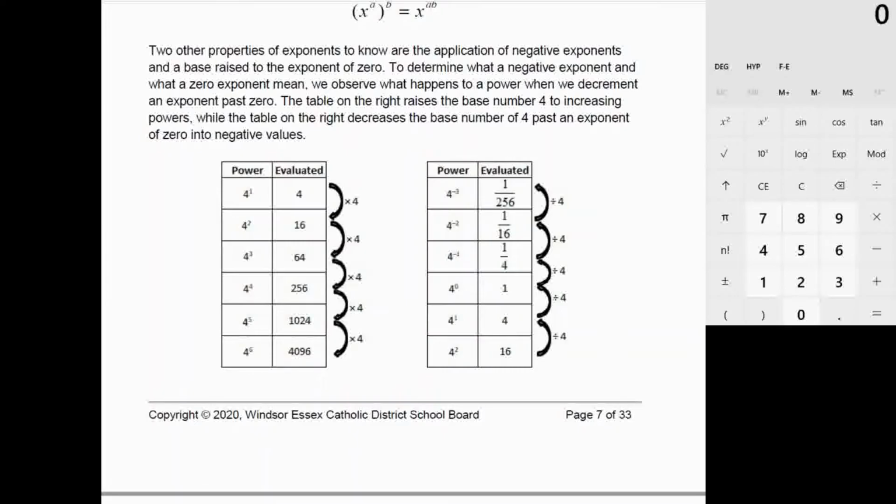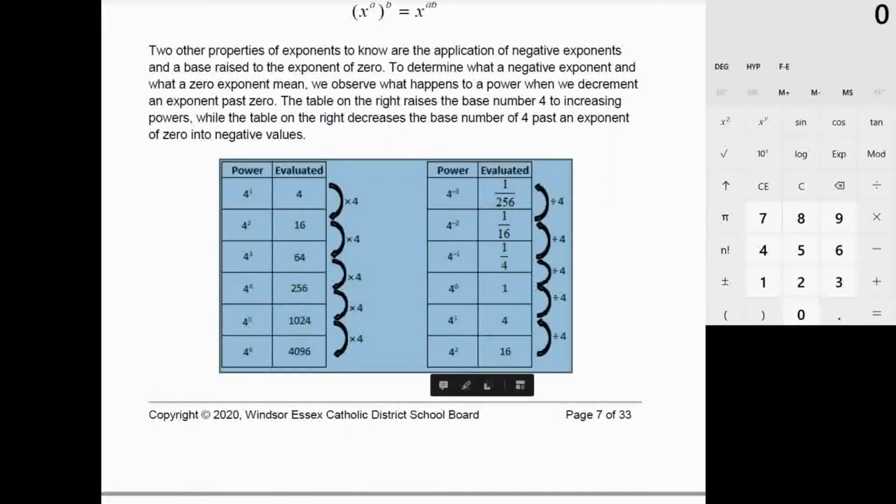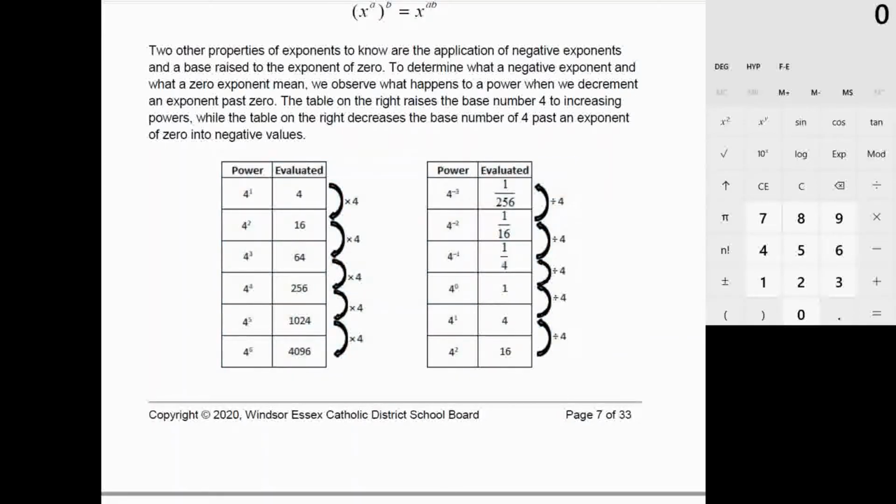And then when we go further back, we divide by 4. So 1 divided by 4 gives us 1 over 4, then 1 over 16, then 1 over 64. Sorry, there was a mistake there. And you'll notice that this is equivalent to what the power is here. So 4 to the power of 2 is 16, so this is 1 over 16. 4 to the power of 1 is 4, so this is 1 over 4.